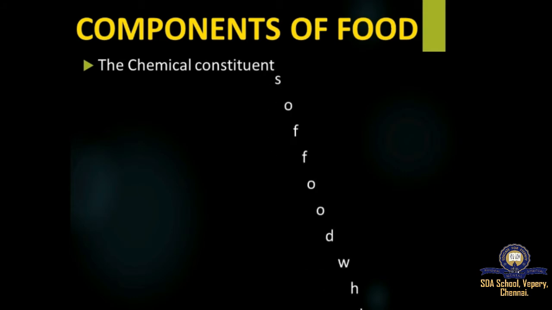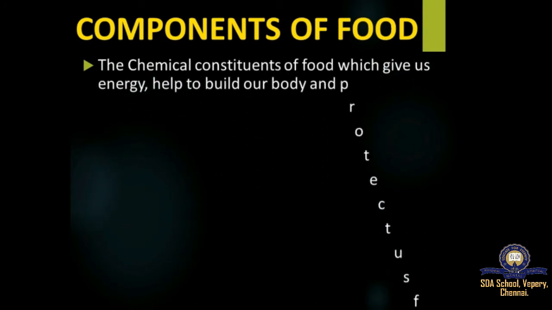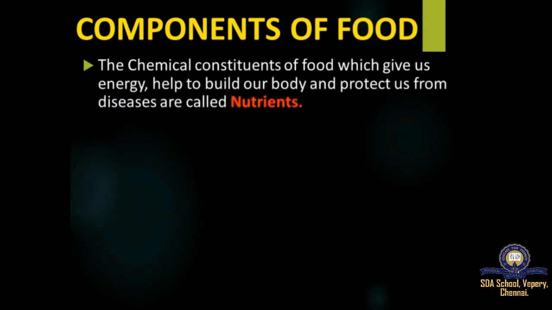So now we'll move on to the components of food. What does the term nutrients mean? Nutrients are the chemical constituents of food which give us energy, help to build our body, and protect us from diseases. Such types of food are called nutrients.